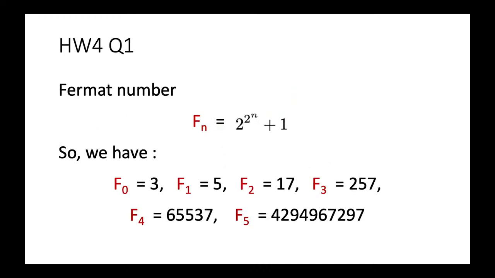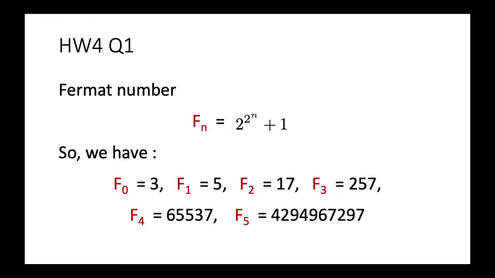The first question defines something called the Fermat number. So Fermat number f of n is defined to be the integer 2 to the power 2 to the power n, and then plus 1. Some examples are shown below.